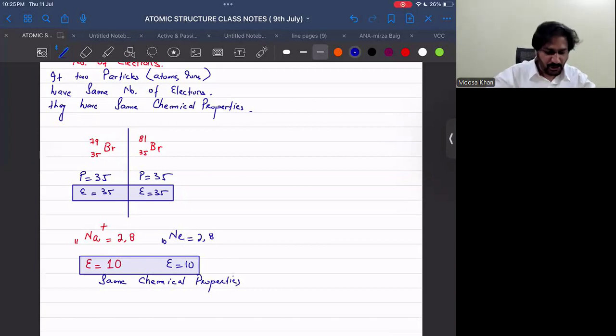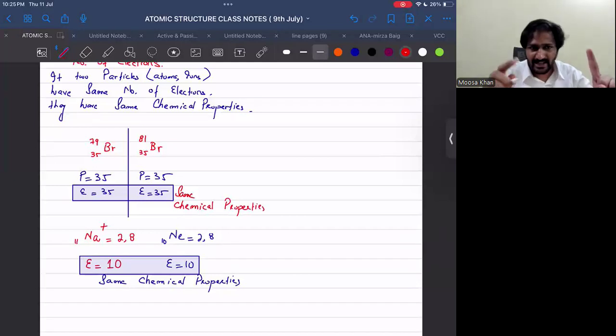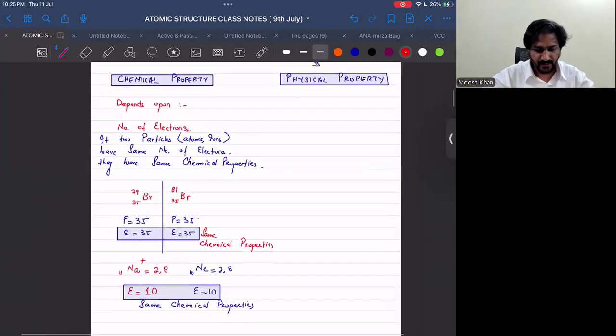And two bromine isotopes, one with the mass number 79 and one with the mass number 81. They have different mass number. They have different number of neutrons. However, they have same number of electrons, or on the basis of same number of electrons, they have same chemical properties. You got my point? So for any two particles to have same chemical properties, they must have same number of electrons.